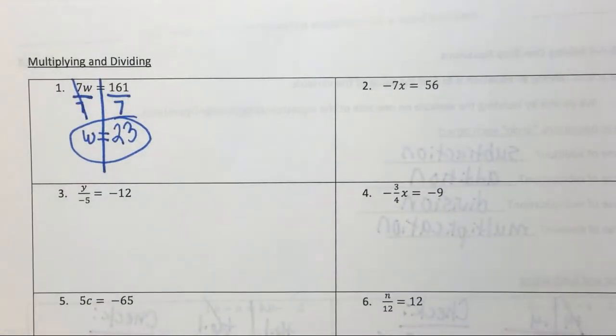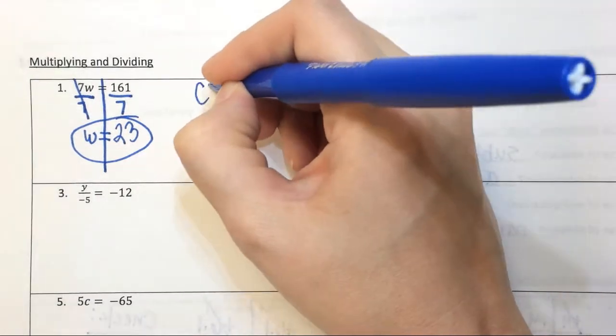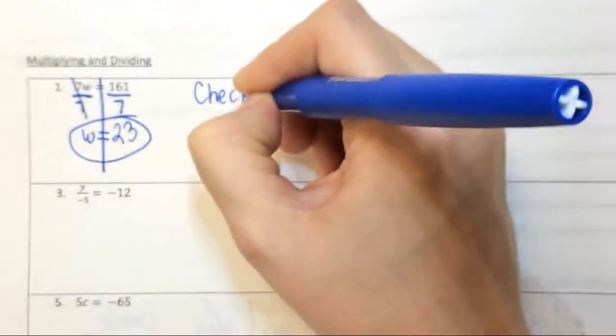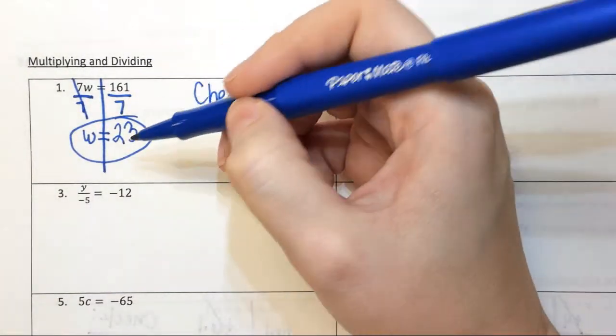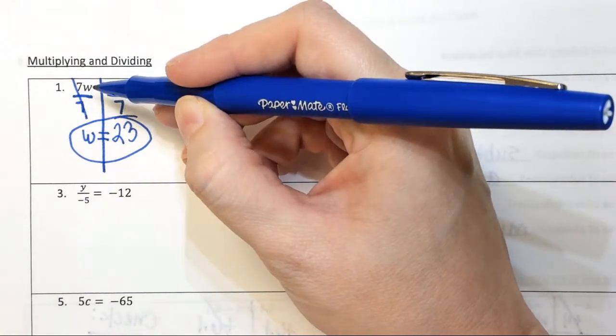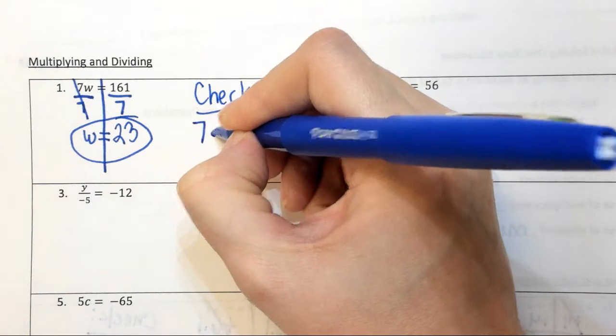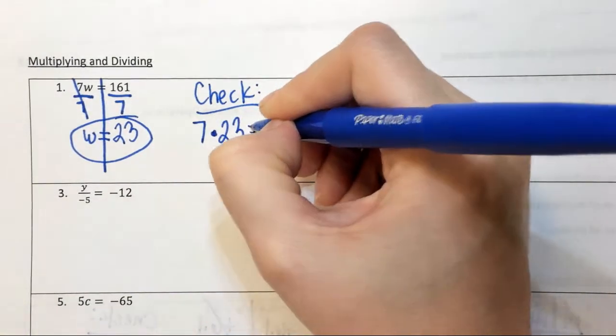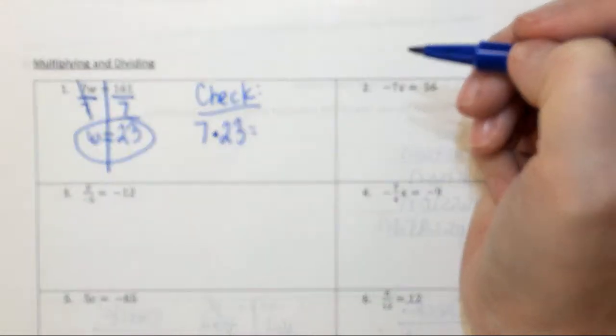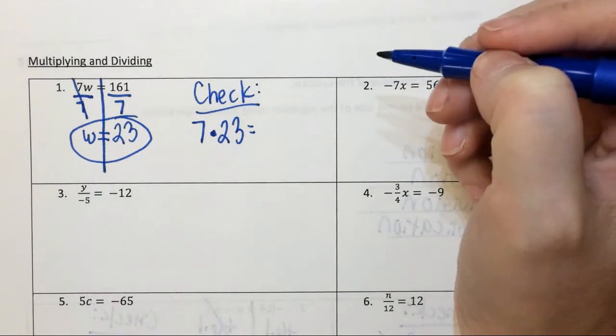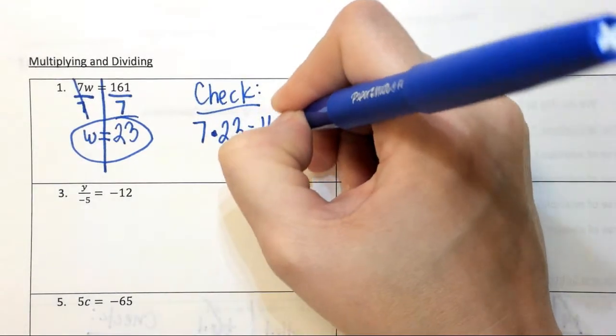We're not going to do this for every problem, but for the first one at least, I want to check. Checking is the same thing as the other side. I just take that 23 and plug it back into the beginning. So I'm going to do 7 times 23. I can quickly plug that in my calculator, and you should get 161. So that means I'm right.